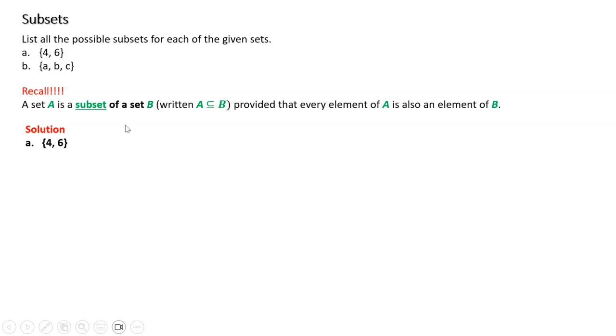So solution: we have the set 4, 6. So how many subsets can we get? We know the empty set is in every set. We know that the set containing 4 is also a subset of the set 4, 6, because the 4 is in there. And then the set containing 6 is a subset of the set containing 4 and 6. And then comes the set 4, 6, which is a subset of the set 4, 6. So this is my list, and when they tell you to list them, this is the listing format.